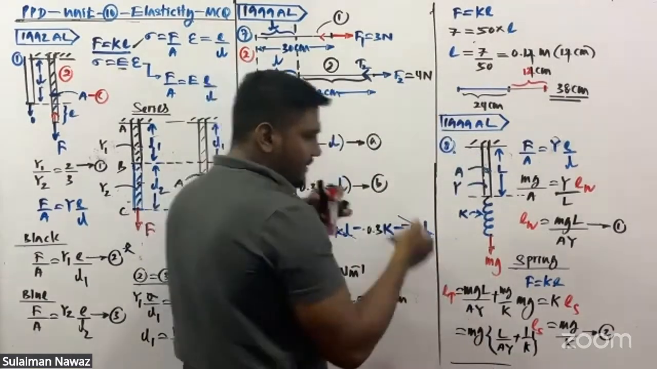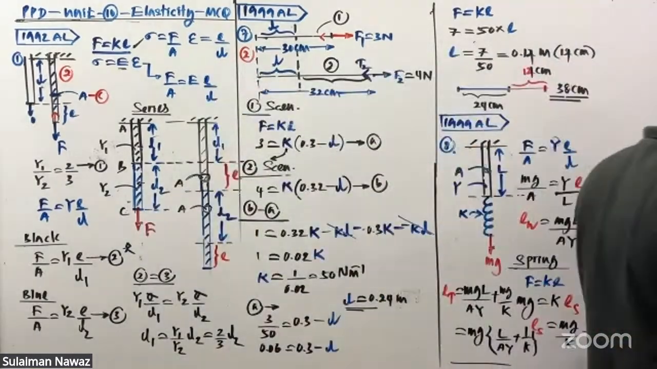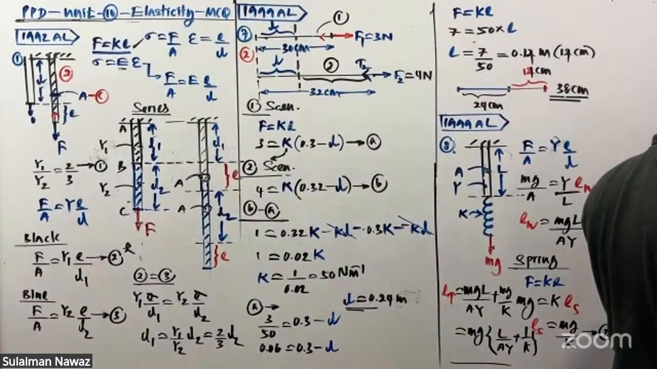Like this or like this, any answer? L over YA plus 1 over k. It's the third one. Is it correct? Third one, right?